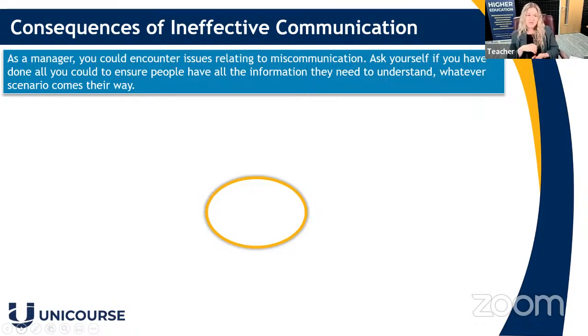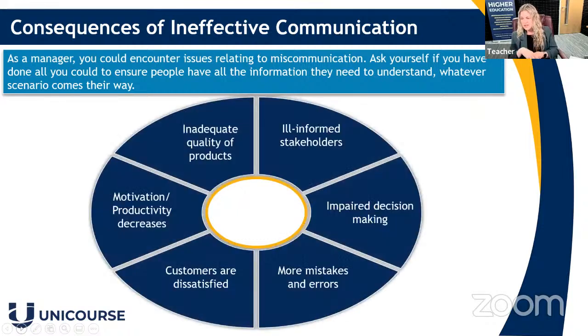Different communication channels and methods will be more effective than others in different situations. So it's important to consider the communication channel as well, and whether that is effective. But let's have a little look at some ideas of the fallout from ineffective communication. So stakeholders, whether that be internal stakeholders, external stakeholders, or customers of the company, if they're ill-informed, it can impair their decision making. It can affect the relationships between the company. It could lose you contracts.